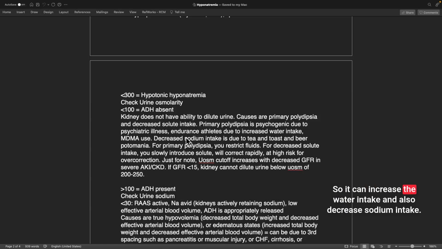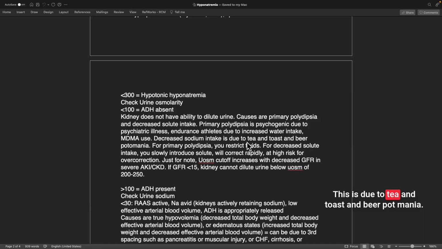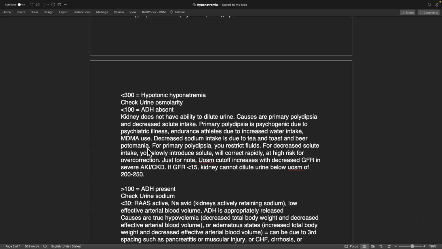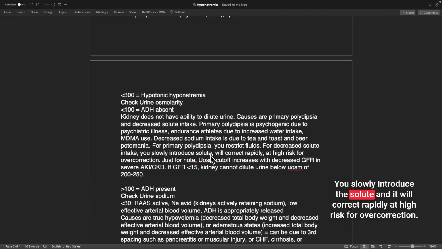Yeah, so it can increase the water intake and also decrease sodium intake. This is due to tea and toast and beer potomania. So basically these are the things that can cause you to have hyponatremia with ADH absent behavior. So for primary polydipsia, you restrict the fluids. For decreased solute intake, you slowly introduce the solute and it will correct rapidly at high risk for overcorrection.